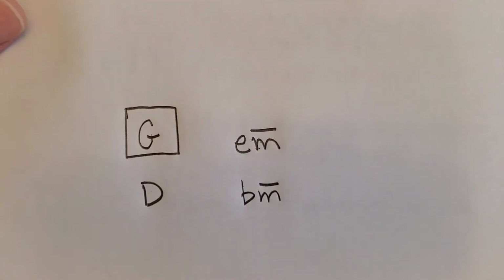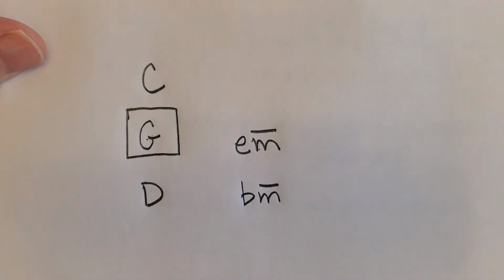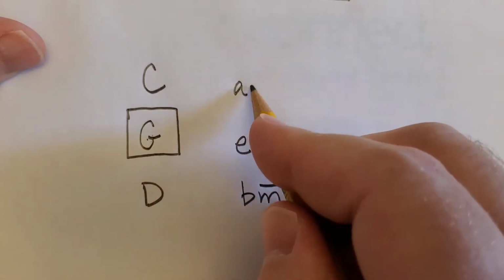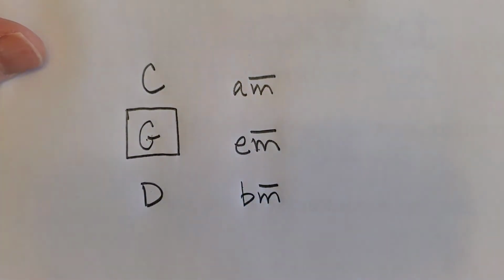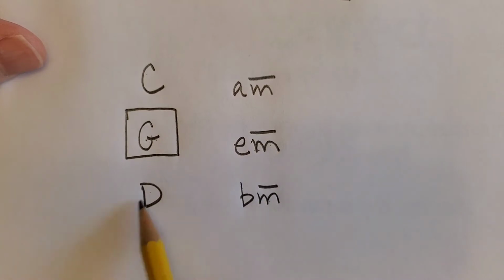And then we're also going to look at keys that have one less sharp. One less sharp than G is the key of C, 0 sharps or flats. And of course, the relative key is A minor. So given this tonic key of G major, these are the 5 closely related keys.